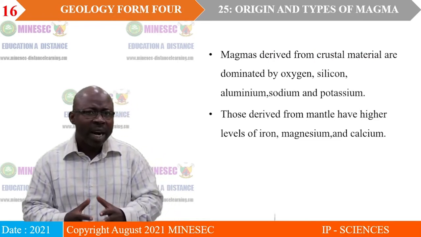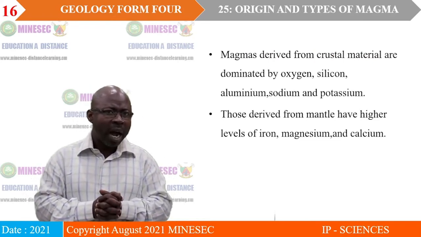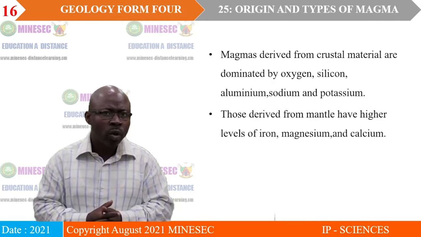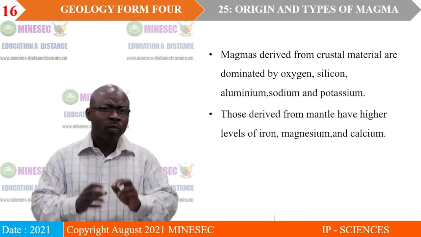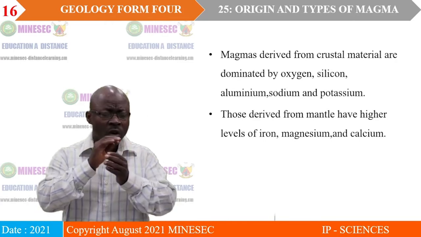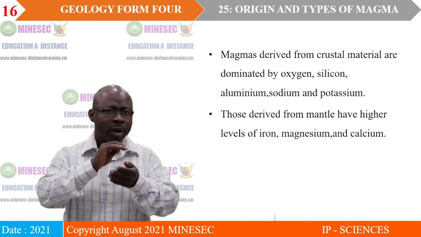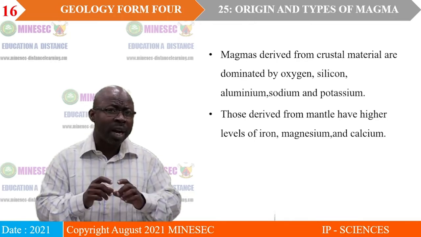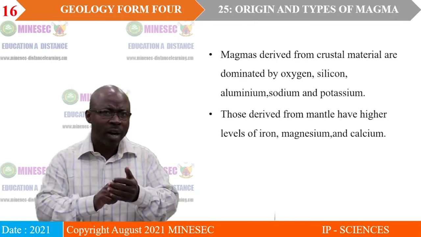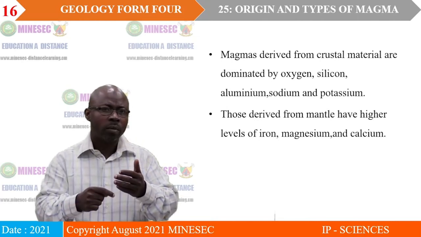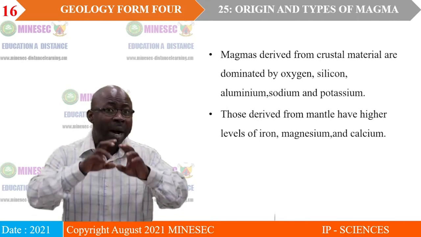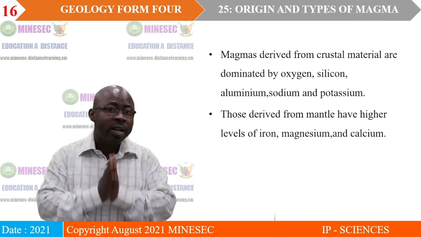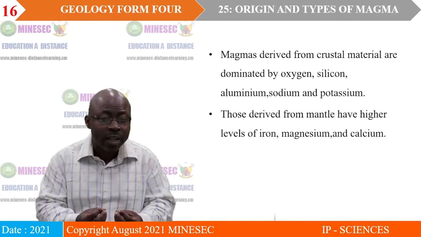So, magmas that are derived from the crustal material are dominated by oxygen, silicon, aluminium, sodium, and potassium. What do we mean? We know that the crust of the Earth is divided into two: the continental crust and the oceanic crust. And during our studies of the continental crust, we say that it is made of silicon and aluminium material. Hence, when magma is generated from materials in the continental crust, it will be rich in silicon, aluminium, sodium, and potassium, and then it is kind of sialic in nature, granitic, remember.